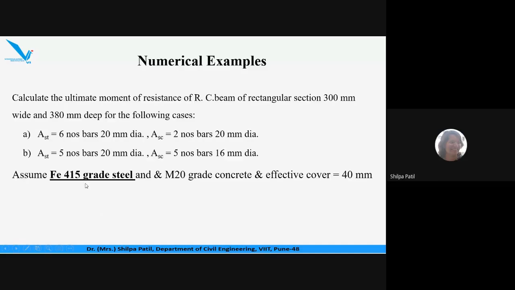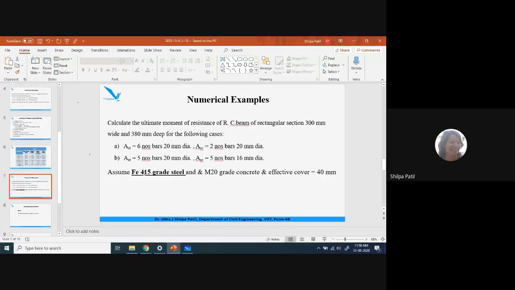Let us consider now the first problem, that is the A part.